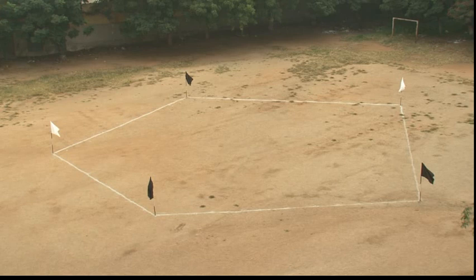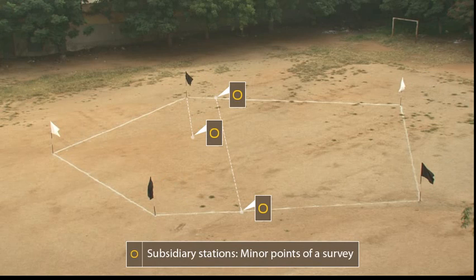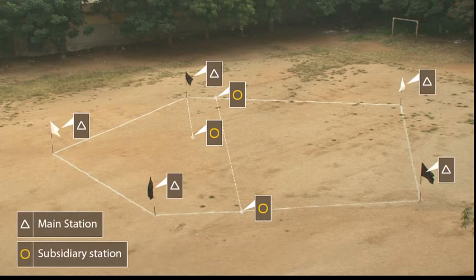Before we move to the next topic, remember that prominent points of a survey are called main stations and the minor points are known as subsidiary or tie stations. Main stations show the limits of the survey while subsidiary stations serve as reference points.